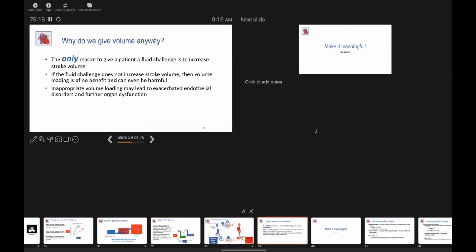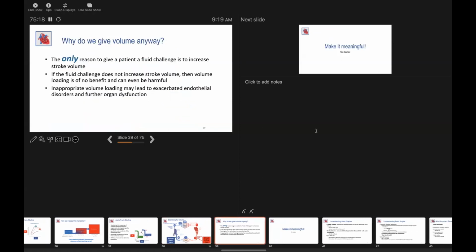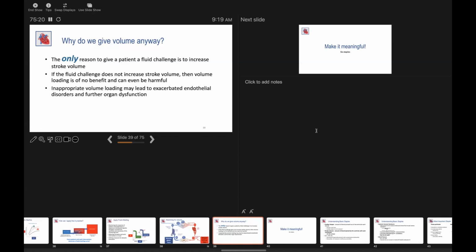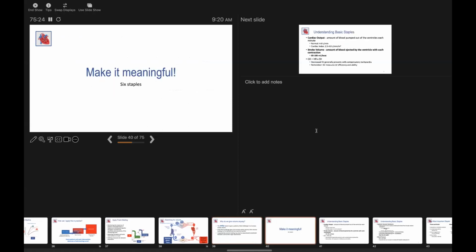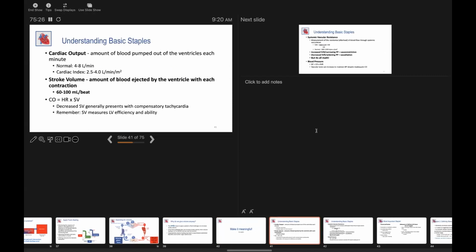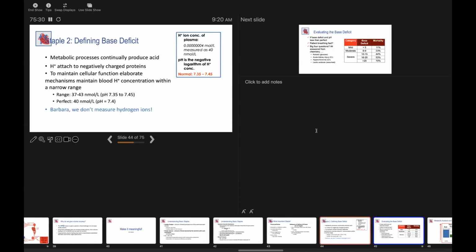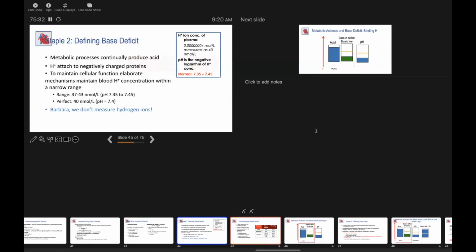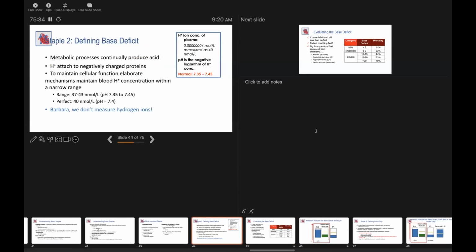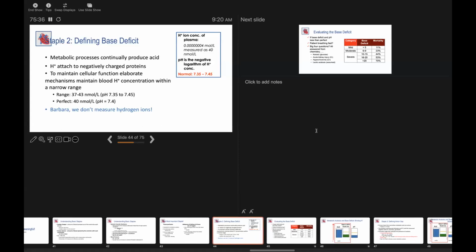Cool? All right. I want to make sure you remember the only reason we gave you volume was to increase your stroke volume. You've got to look at whether or not you've increased stroke volume. Okay. So I think we've done all these things. Repeating them, but I'm going to come here just to remind you about the base deficit. Okay, but we're going to use base deficit when we're evaluating the resuscitation that we've applied to our patient.